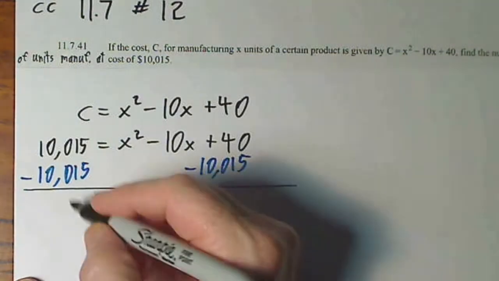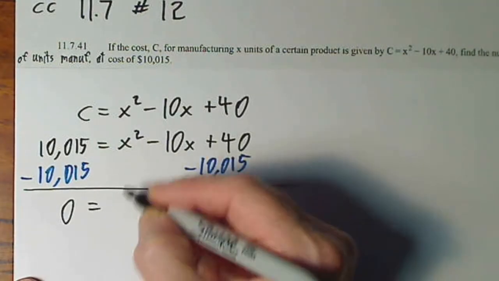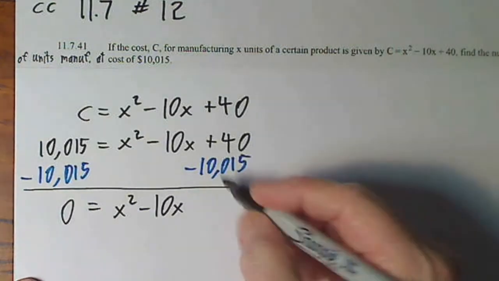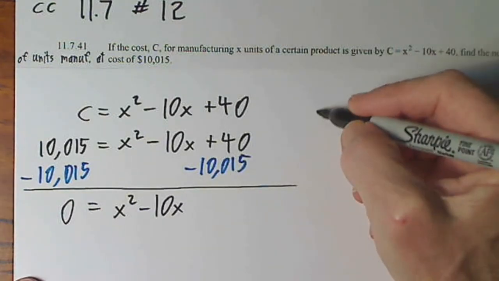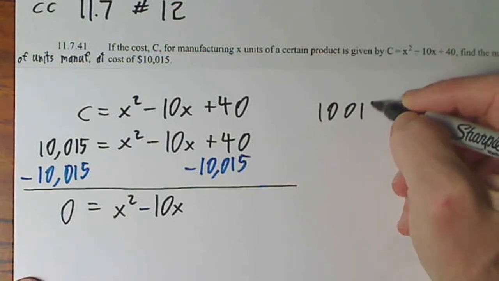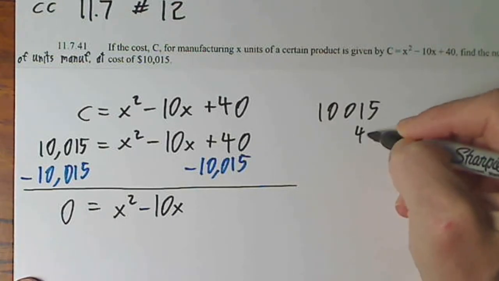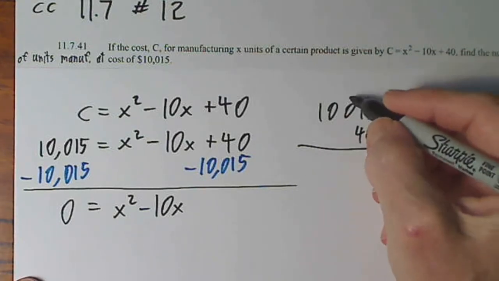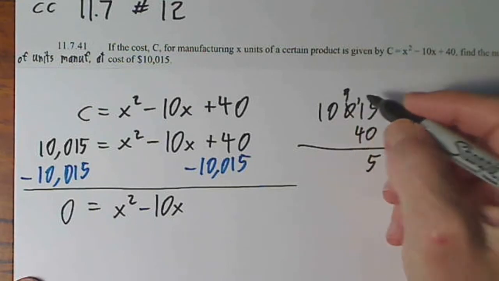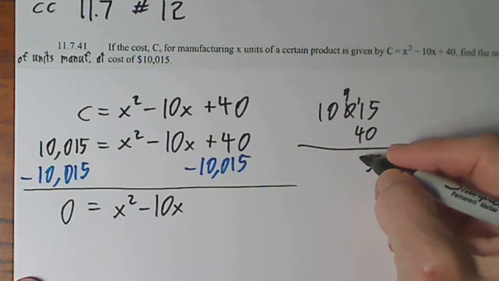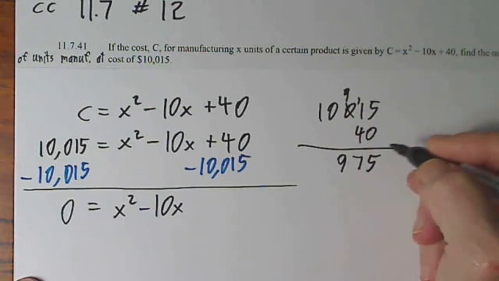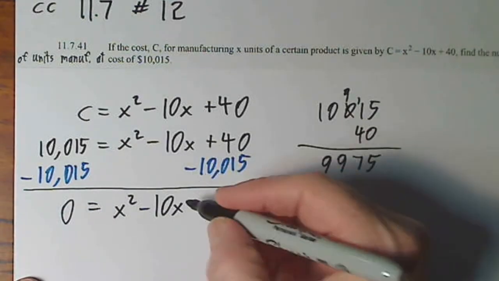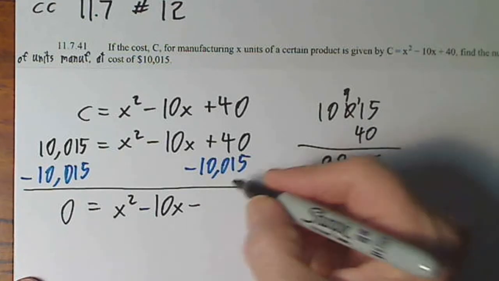When we do that, we have 0 equals x squared minus 10x, and if we do our calculation off to the side, getting rid of the 40, what are we left with? That's 11, 9, that's 7, 9, 9. So we will be left with a negative 9,975.